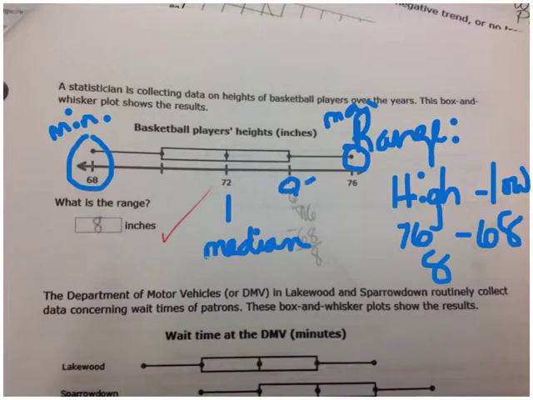This would be Q3. Q3 is what we call the upper quartile, and it looks like it would probably be 74 here because it's between 72 and 76. And this value right here would be Q2, which would be your lower quartile. And it would be, in this case, looks like 70.